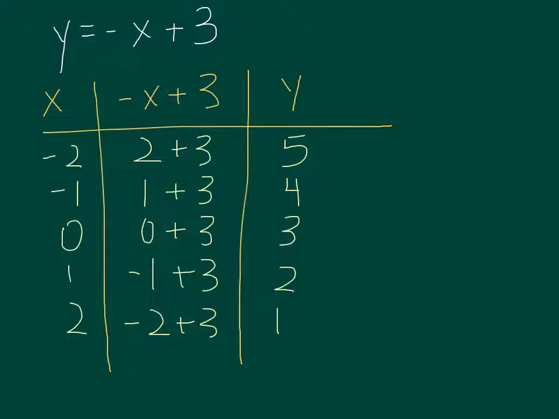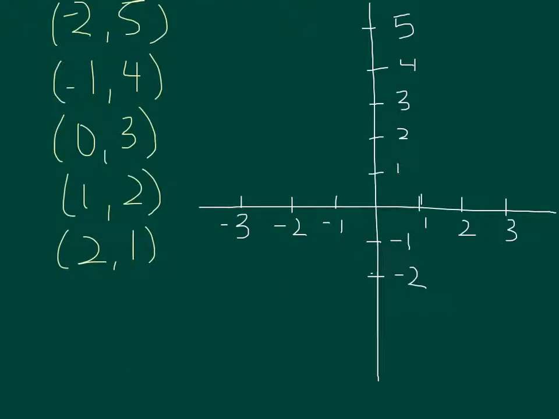So now that you've got these points, what do you do with them? You take them and you plot them. So negative 2, 5 would be right here. Negative 1, 4, 0, 3, 1, 2, and 2, 1. See that it forms a straight line. And this would be the graph of the equation y equals negative x plus 3.